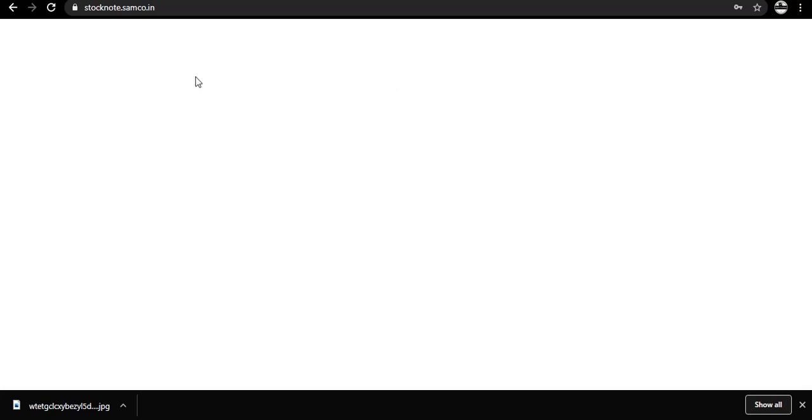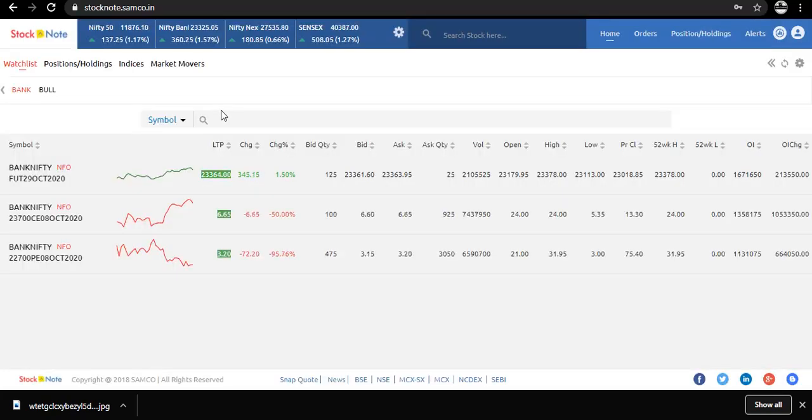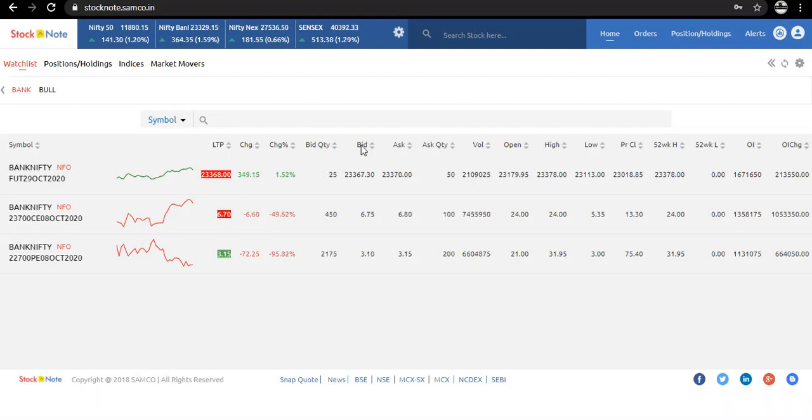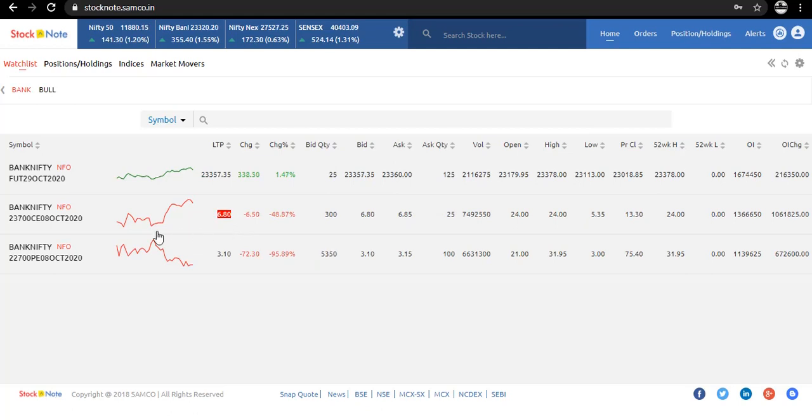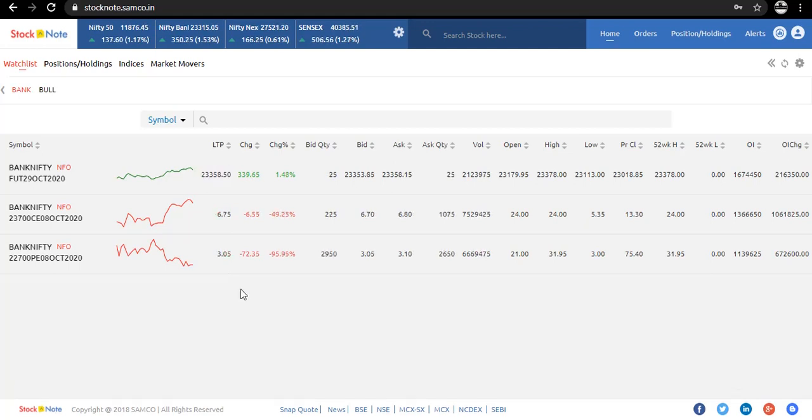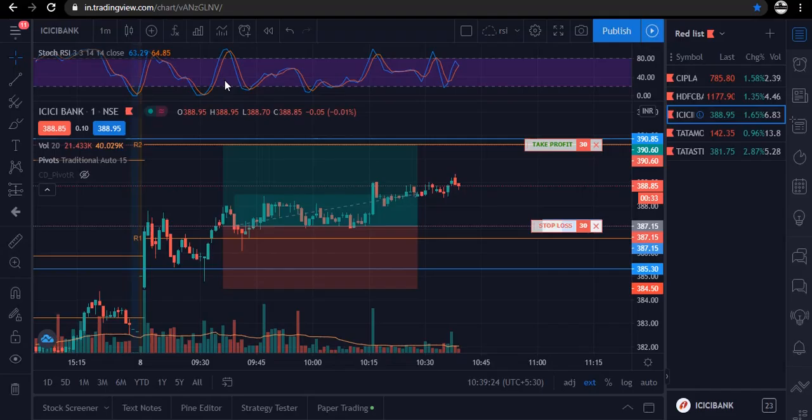Okay traders, so let's open our Samco account. Okay, so here it is. You can see here the 23,700 call has moved from 8 rupees to 6.70, and the 22,700 put has moved from 5 rupees to 3. So here also we are in profit. Let us see once again the ICICI Bank chart. Okay, so it is going good. So now traders, I am pausing the video again, and when I make any changes or it hits our target or stop loss, I'll update you.